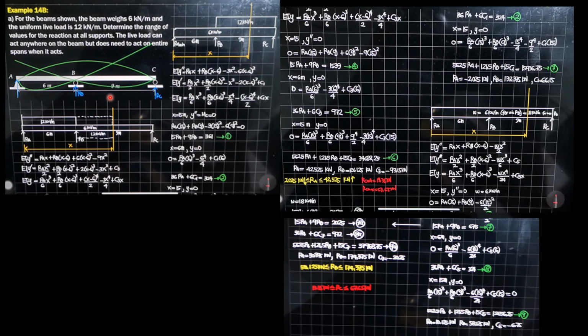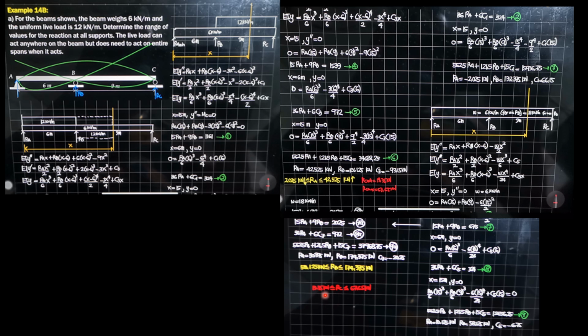For this last problem, for the beam shown, the beam weighs 6 kilonewtons per meter and the uniform live load is 12 kilonewtons per meter. Determine the range of values for the reaction at all supports. The live loads can act anywhere on the beam but do not need to act on the entire spans when they act. So I need to consider RA only and RB. I will leave RC to you, but I will provide you with answers.